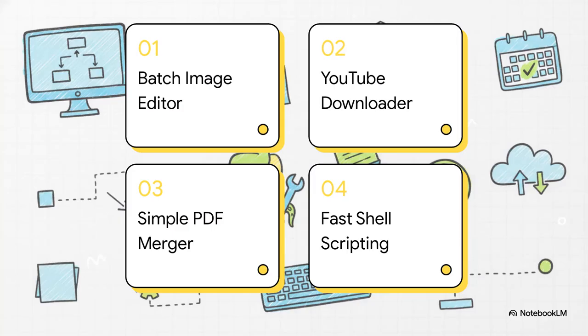So here is our modular toolkit agenda for today. Project 1 is a batch image editor. Project 2 is a totally free YouTube video downloader. Project 3 is a simple PDF merger. And finally, we've got a highly useful bonus section on fast shell scripting to tie this whole shebang together.